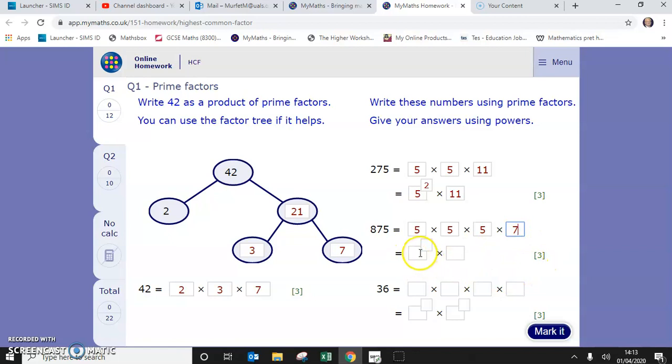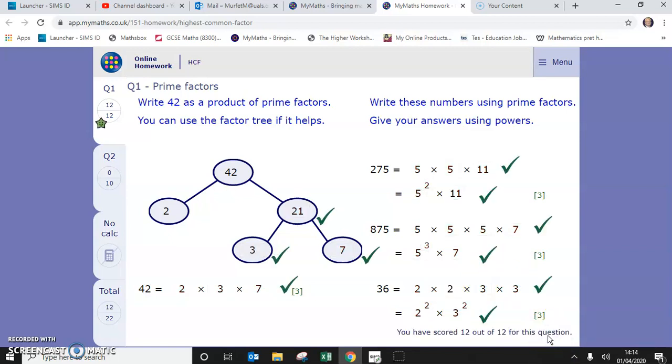So again, I've got 2 boxes to fill. 5 to the power of 3 times by 7. And the last one, 36. Well, if we start really basically with 2 goes into 36 18 times. 2 goes into 18 9 times. And 3 goes into 9 3 times. So I end up with 2 to the power of 2, 2 2s, and 3 to the power of 2, because I've got 2 lots of 3.